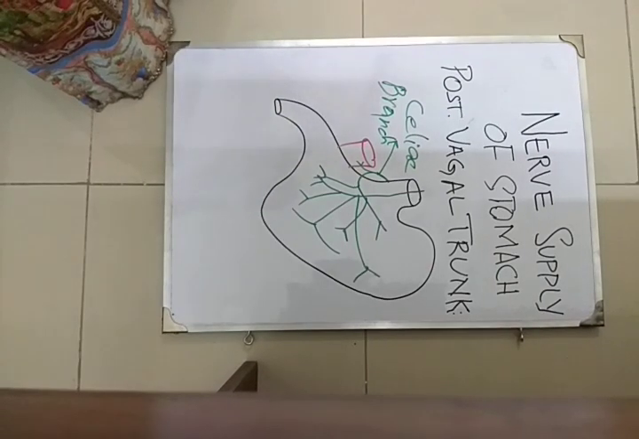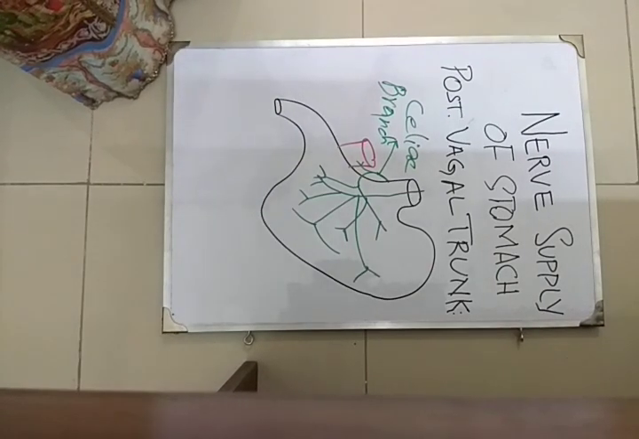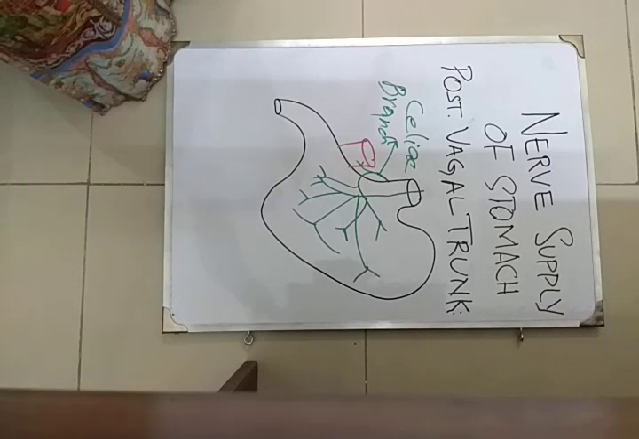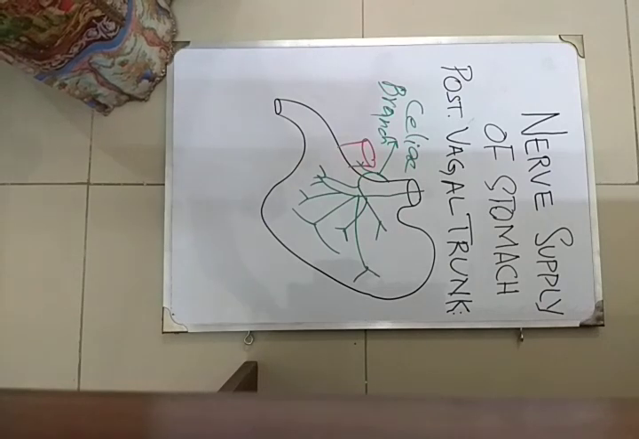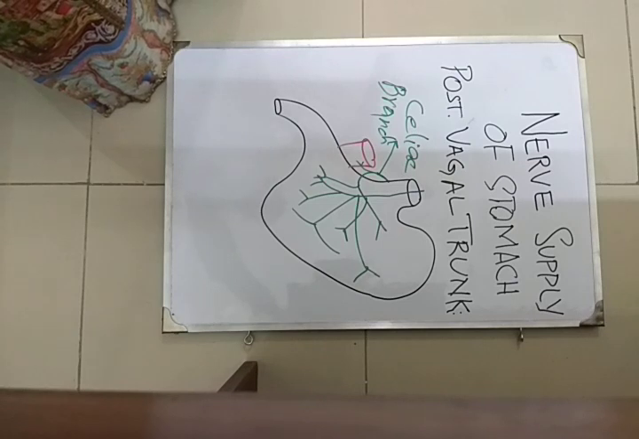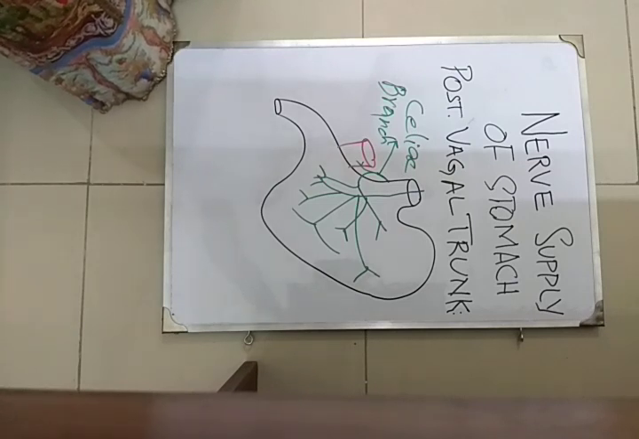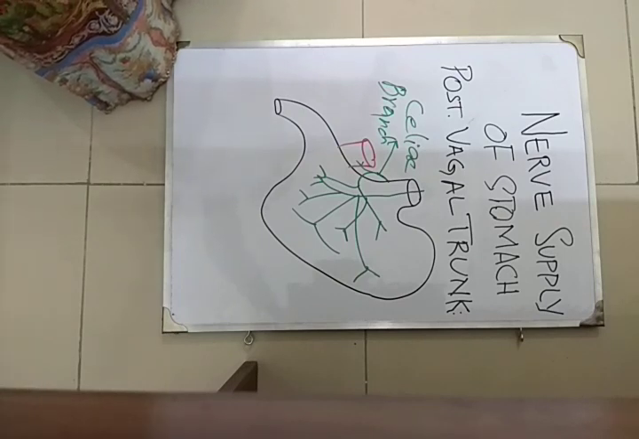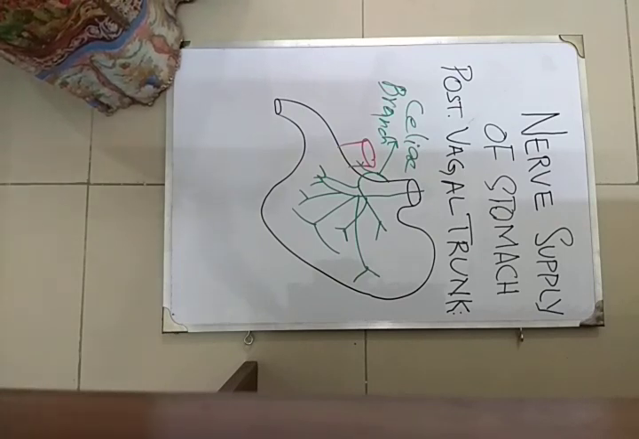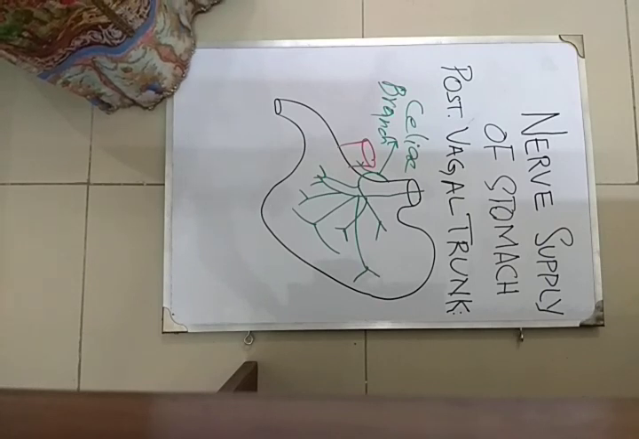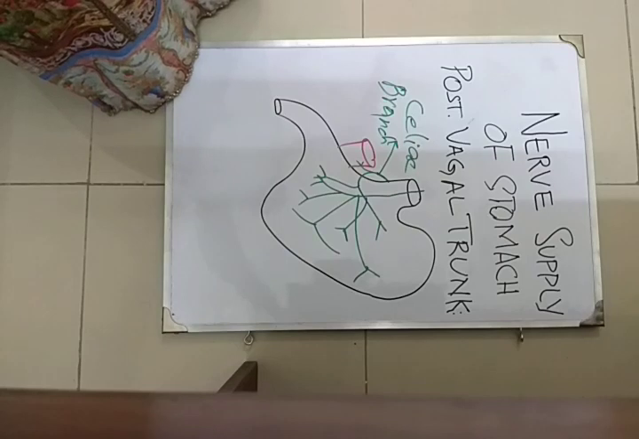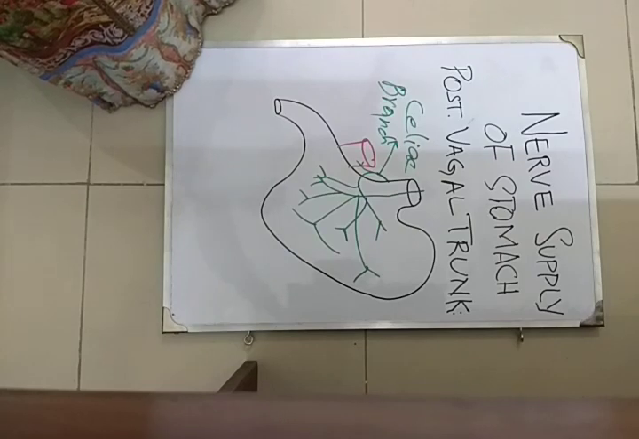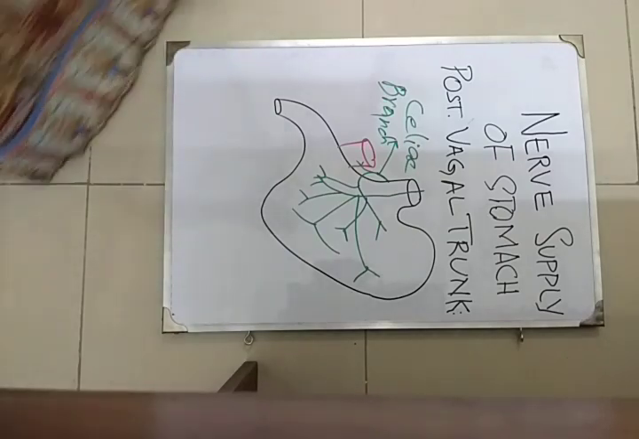Actually, the posterior vagal trunk is so extensive that it moves to the celiac and the superior mesenteric plexus. Now, what are the celiac and the superior mesenteric plexus? The celiac plexus is around the celiac artery, and the superior mesenteric plexus is the continuation of the celiac plexus. I'll show you a diagram.